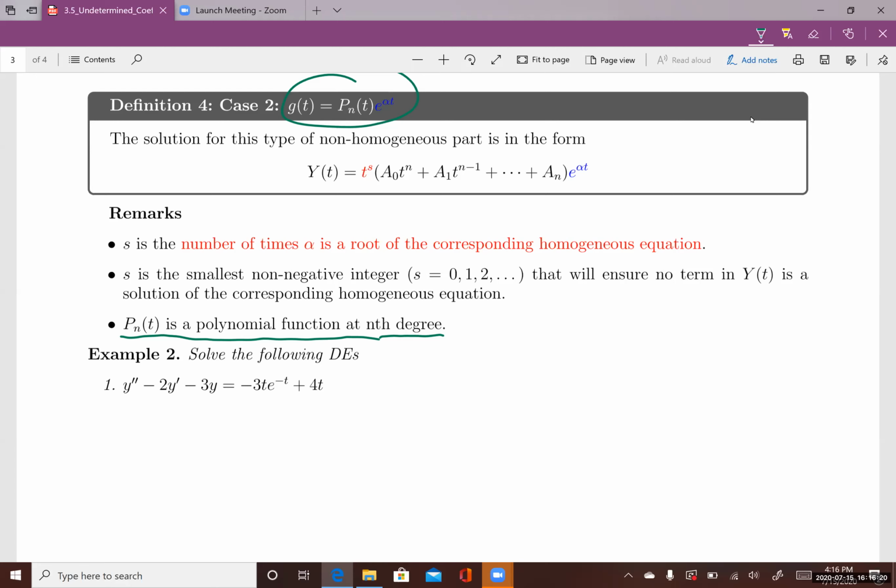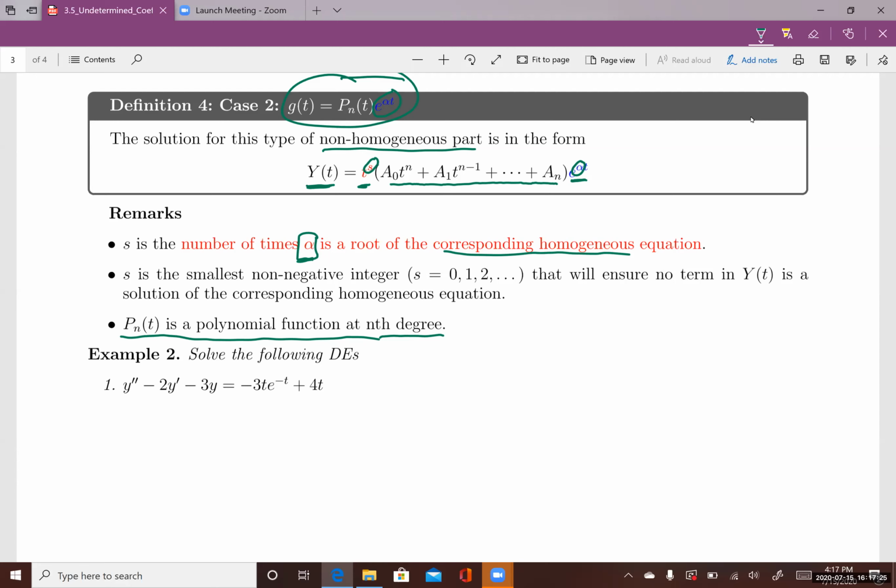All right, so if the non-homogeneous part is of this type, then the solution for this non-homogeneous part is going to be big Y of t equals t to the s, times a polynomial function of nth degree with undetermined coefficients a0, a1 to an, multiplied by the exponential function e to the alpha t. It's the same e to the alpha t that we found in the non-homogeneous part. And again, how can we determine the value for s here? So s, in this case, is the number of times alpha is a root of the corresponding homogeneous equation.